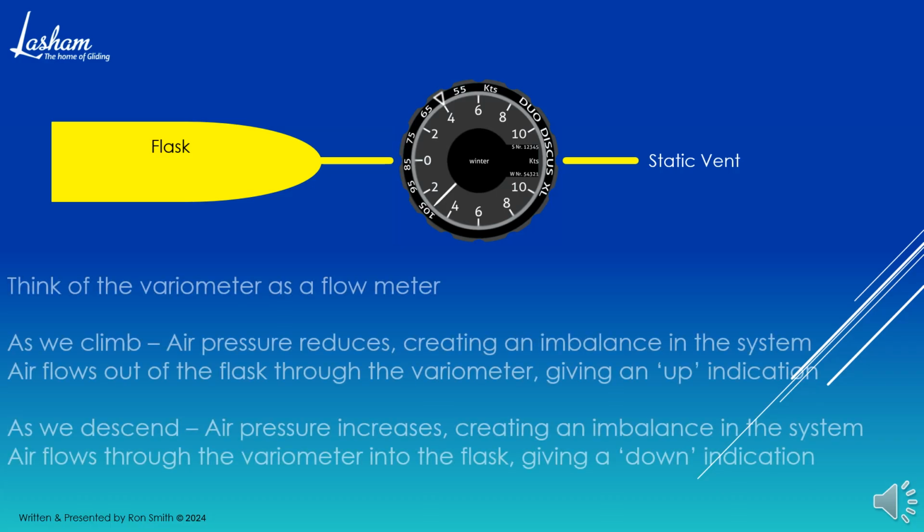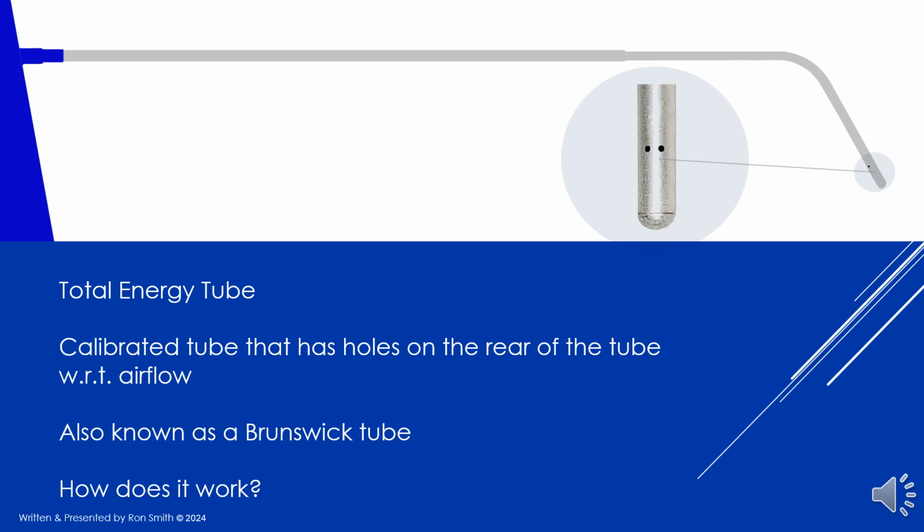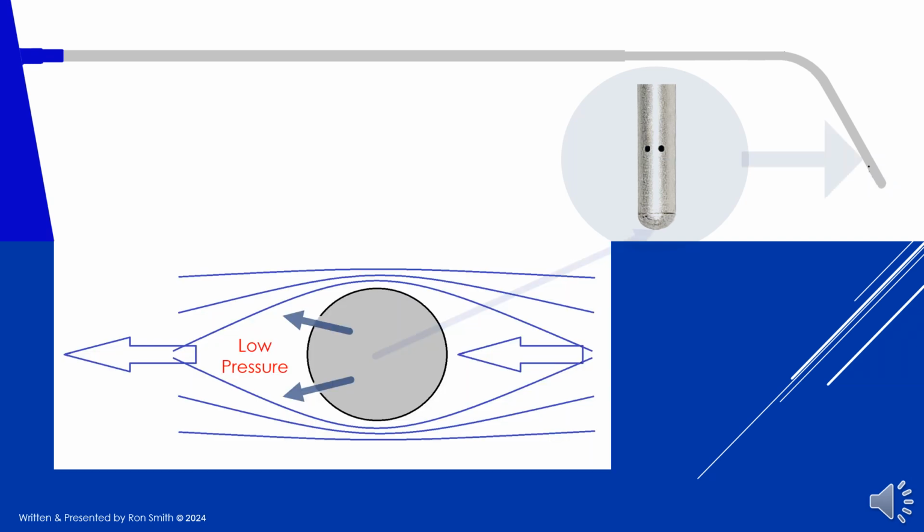Here is a basic variometer setup without any compensation. We know what the glider is doing with respect to climb and descent. Let's now introduce a calibrated tube into this system that will control the airflow in and out of the variometer, depending upon airspeed. The airflow will create a low pressure by the two holes in the tube. The intensity of this pressure is dependent upon airspeed. The low pressure will suck air out of the tube until balance is reached.